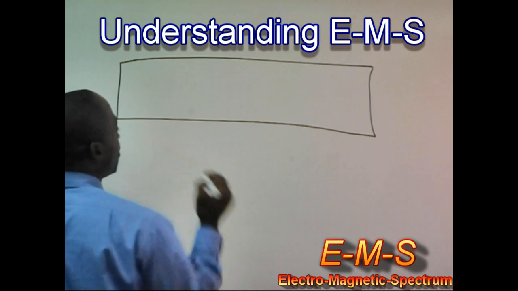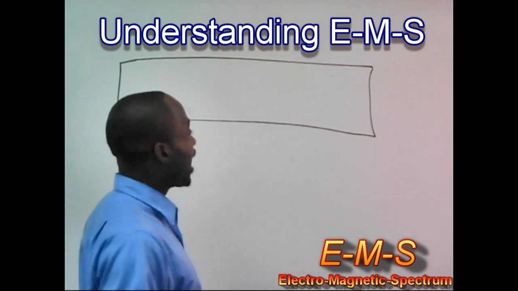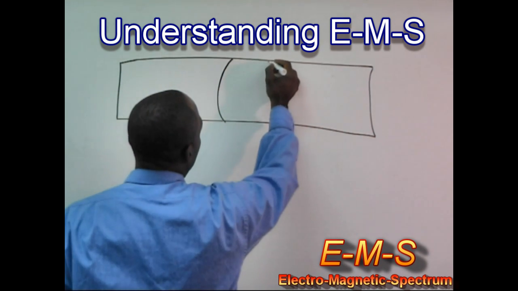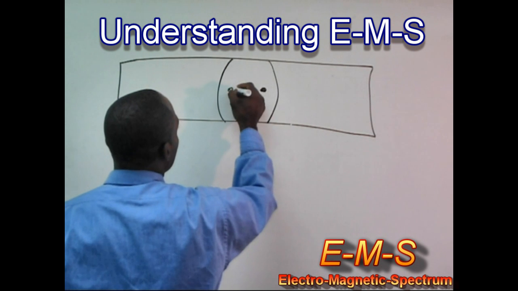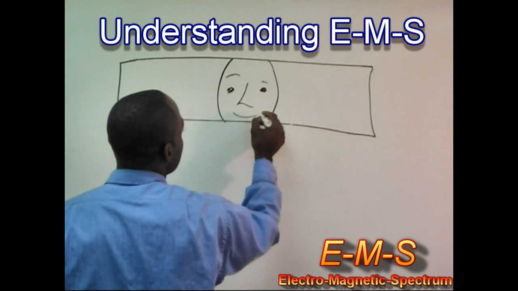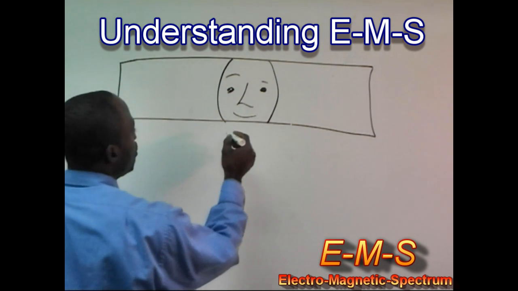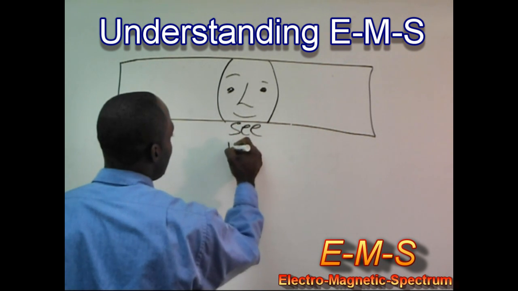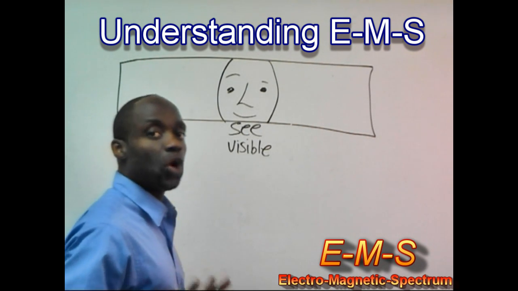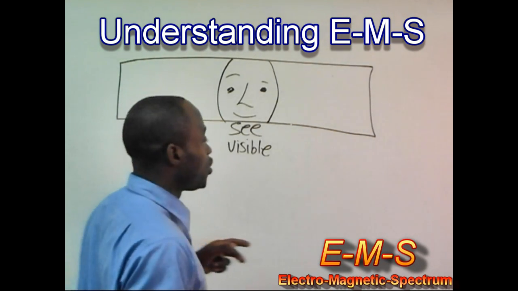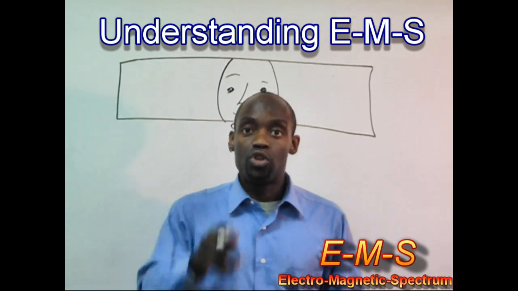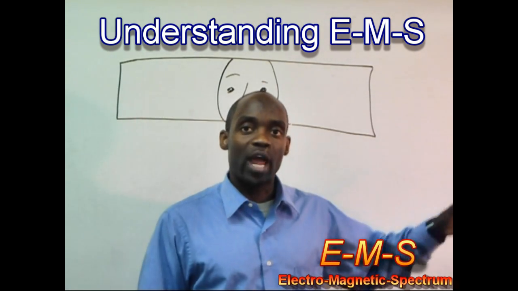So first thing we're going to do is label our actual spectrum. I'm going to draw like a little face right inside here, like that. Give him a little smile or something. And then I'm going to put C here. That means visible. That's the visible part of my spectrum. That's the only part that I know that I can see.